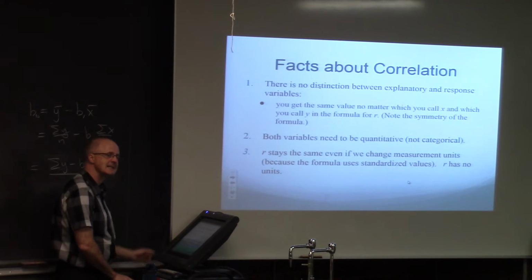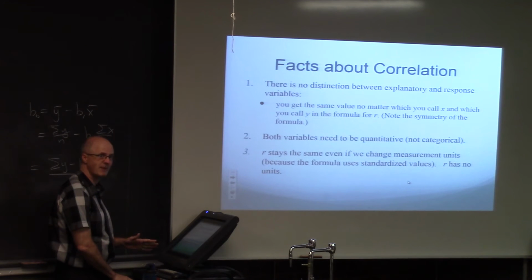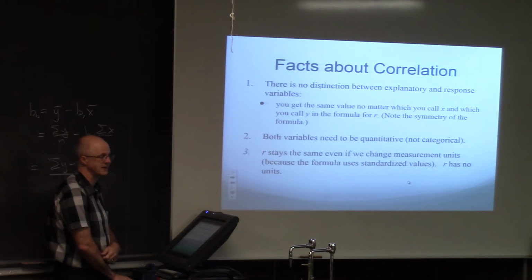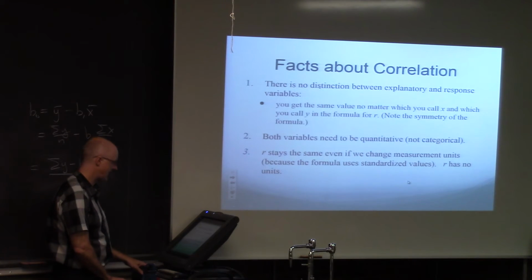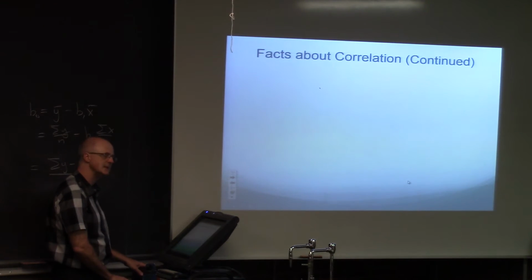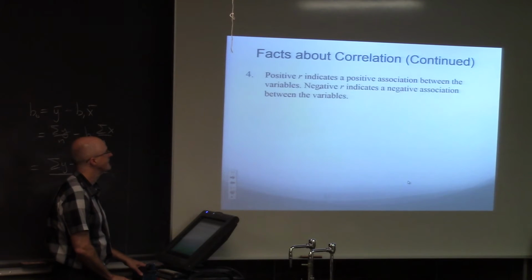I just can't resist. No distinction with correlation between explanatory and response. There is a distinction, and it's important to keep the distinction for regression, however. You get the same value for R because the formula for R was symmetric that we looked at. Both variables have to be quantitative. R stays the same if we change measurement units or scale. R itself has no units. You should never see units on a correlation. That could be a true-false type question sometime.